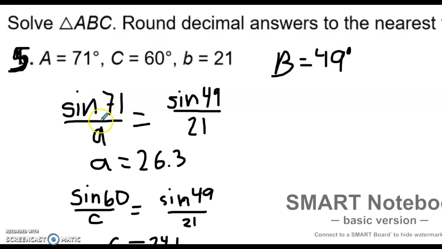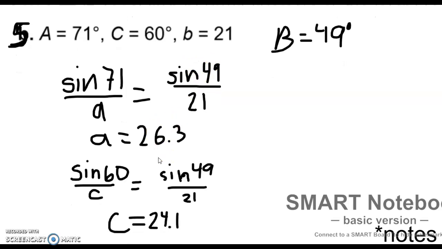Then I'm going to solve for side A. I know the sine of 71 over A is equal to the sine of 49 over 21. On this one, I either had to solve for A or C, so my ratio that I know is going to be B, because I know angle B and side B. All right, here's my unknown. In the calculator, put this in: 21 times sine of 71, find an answer. Divide that by sine of 49, you get 26.3.